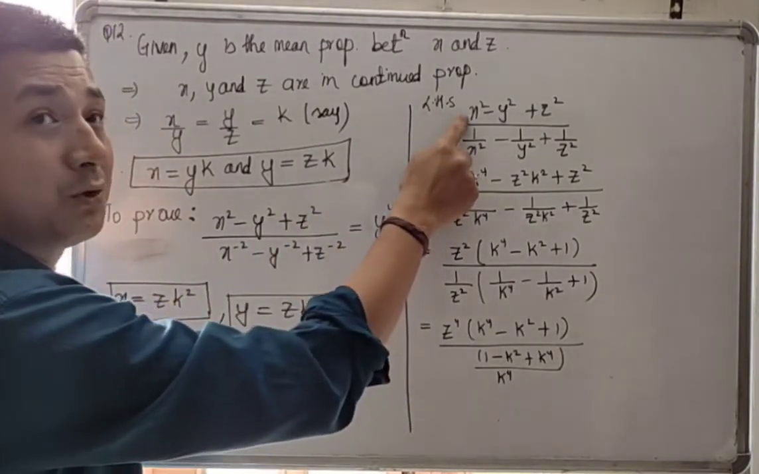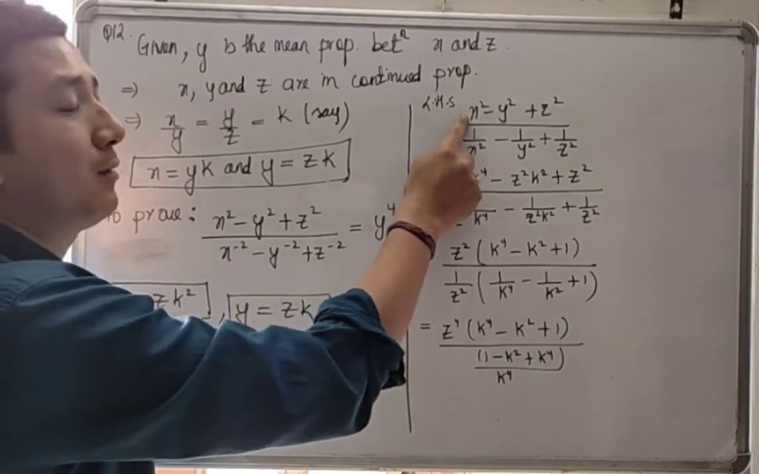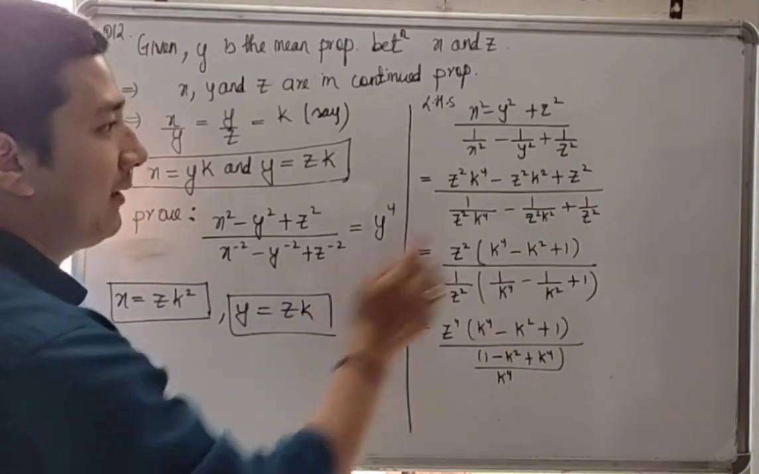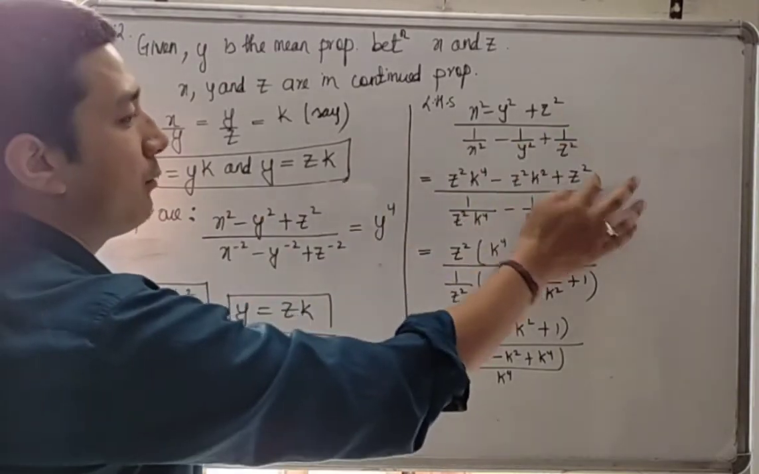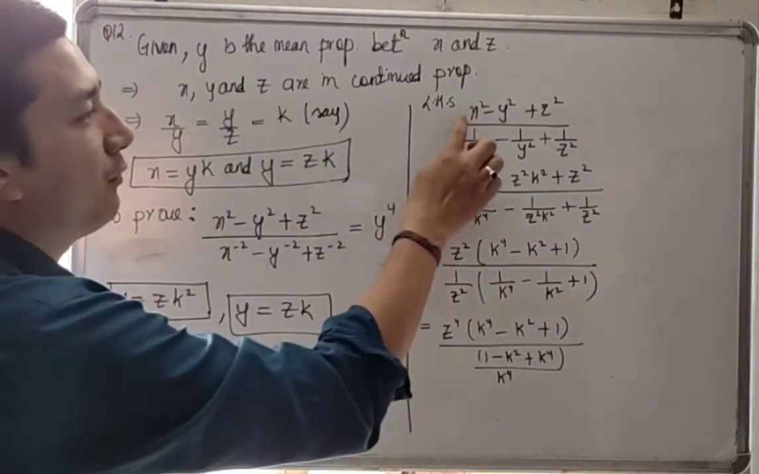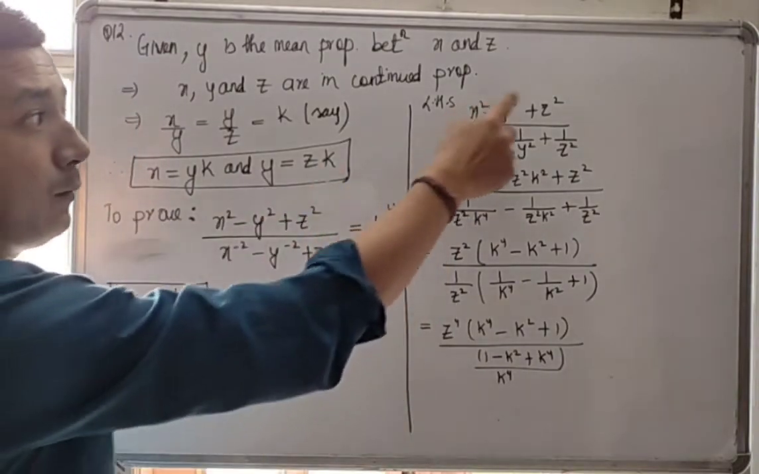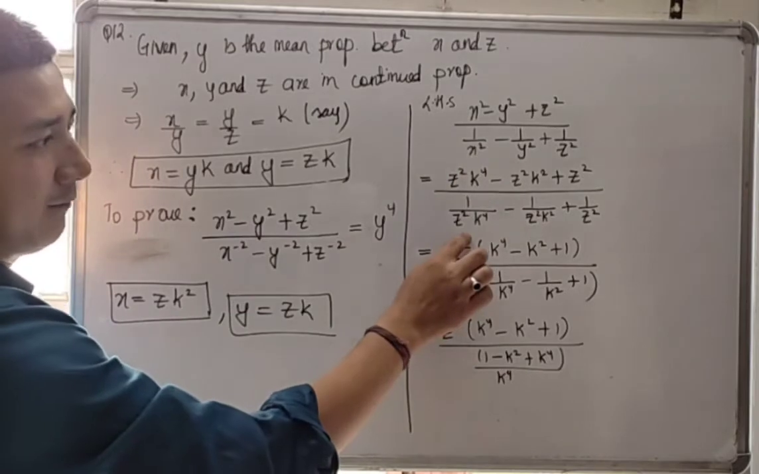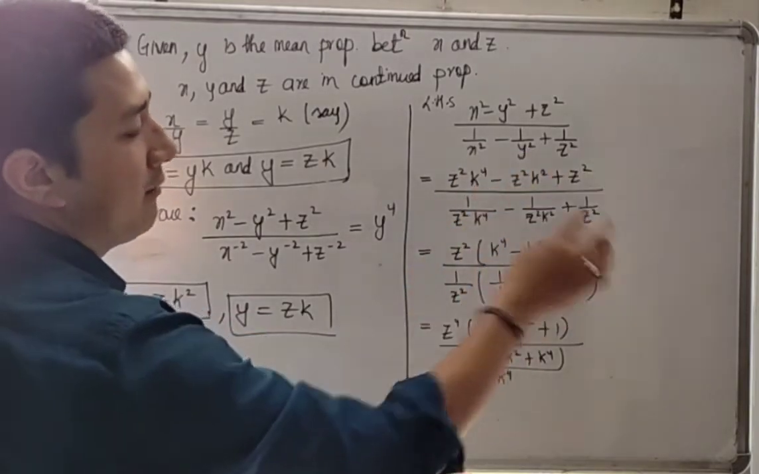So x equals zk² means x² will be z²k⁴, minus y equals zk, means z²k², plus z² remains as it is. You just put the values for x and y, and accordingly the square is there. In the denominator, 1 by x² means the same, and then this means this.